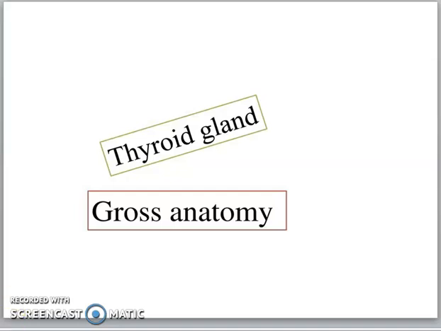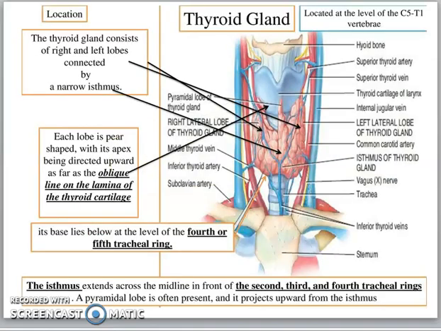Thyroid gland is located at the level of the fifth cervical vertebra, between the fifth cervical vertebra and the first thoracic vertebra, that is C5 to T1.